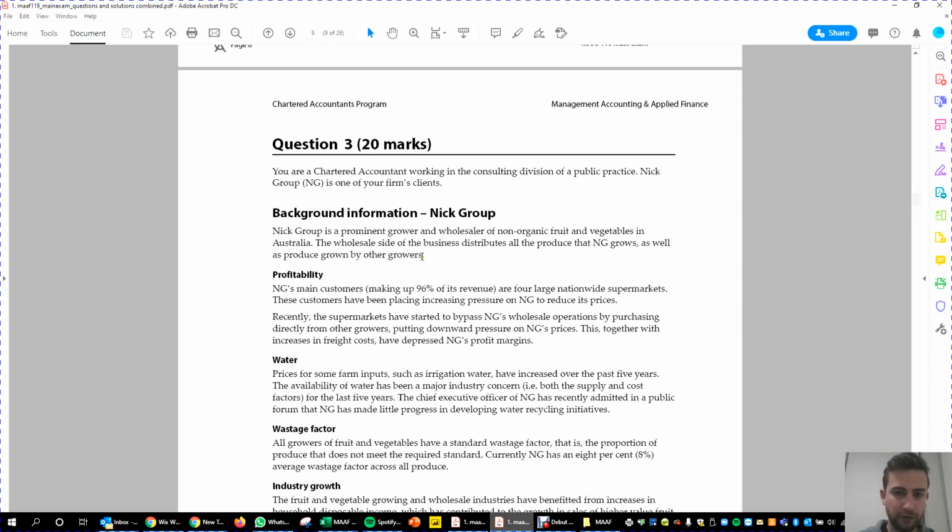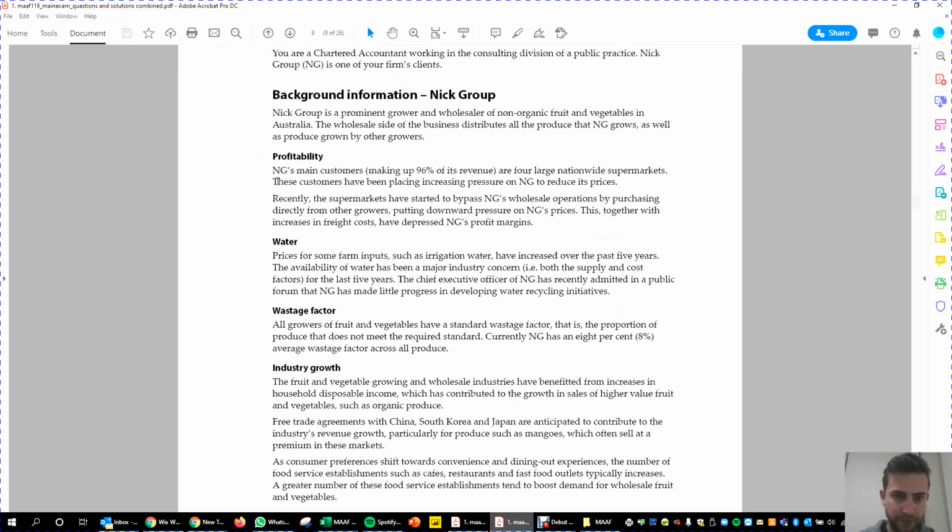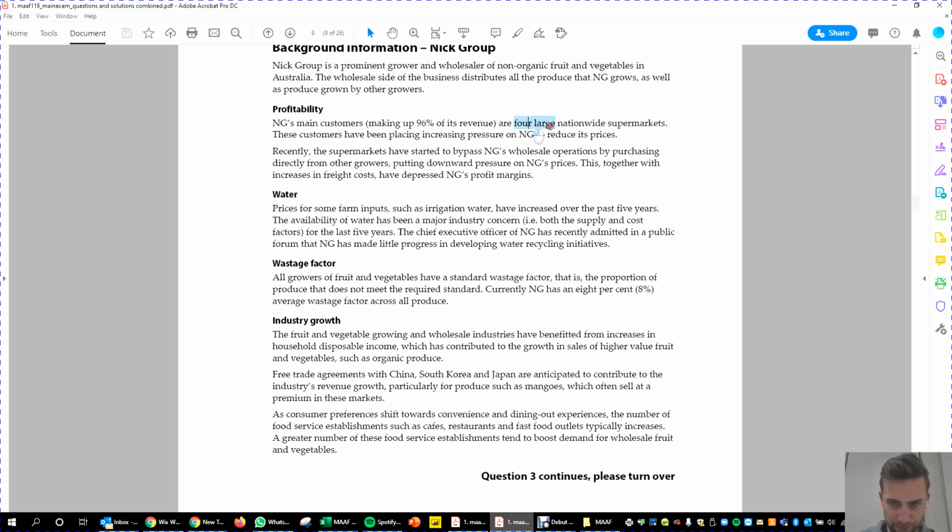Okay, so let's just quickly read through the background information. So NG, Nick Group, is a grower of vegetables. Their profit is generated from 4 major customers, which are supermarkets, and their margins are under pressure by those customers. This combined with downward pressure on prices from freight costs are depressing their profit margins.